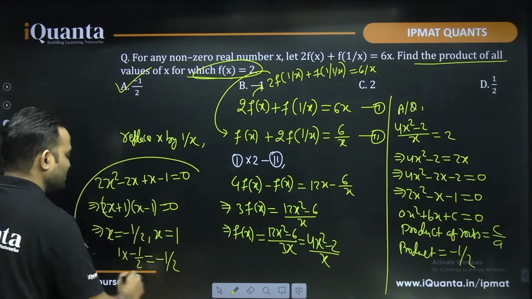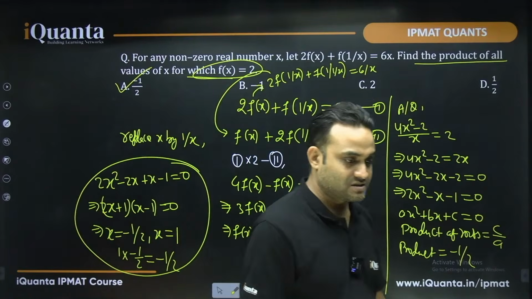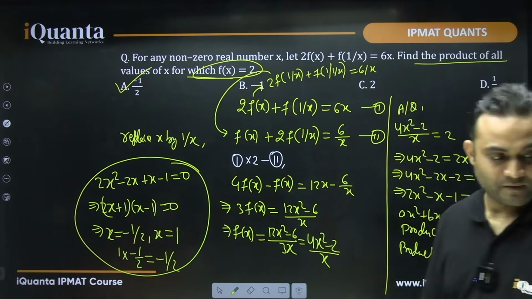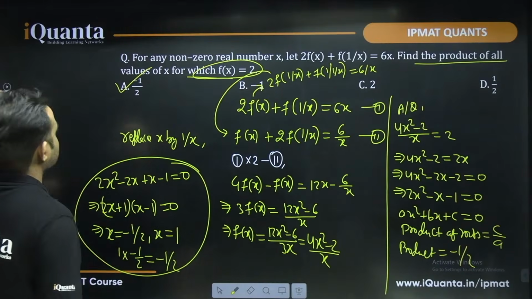But I am saying that we don't need to do this. Why we don't need to do this? Because we can find the product of the roots without finding the roots. Correct? Got it? Okay, let's try the next one then.